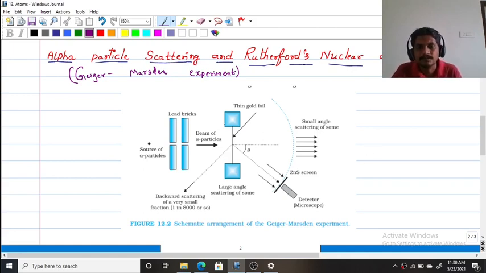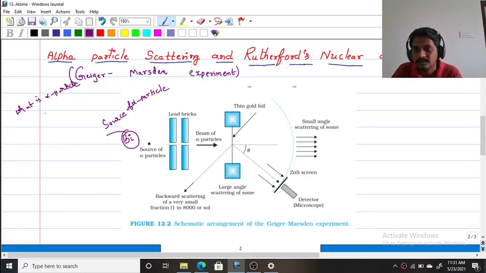In this experiment, alpha particles are emitted from a source, a radioactive element like bismuth. This is a source of alpha particles. What is an alpha particle?